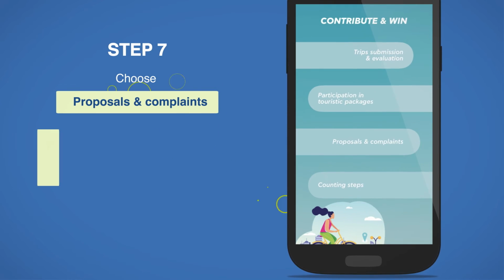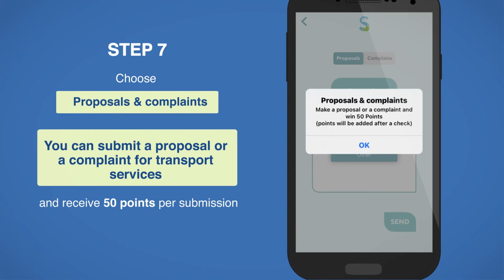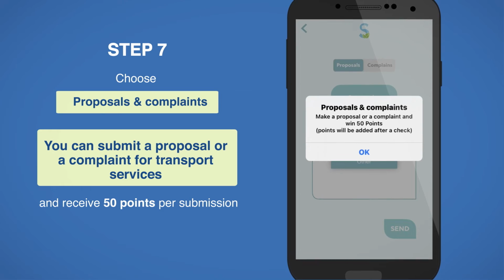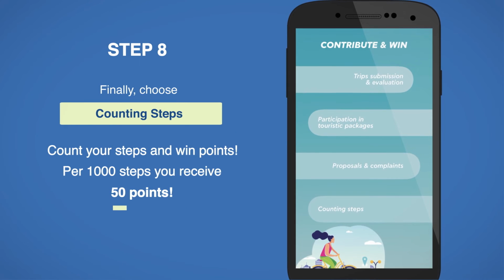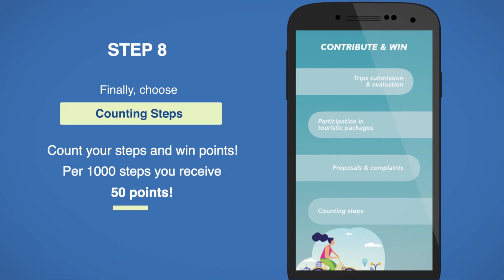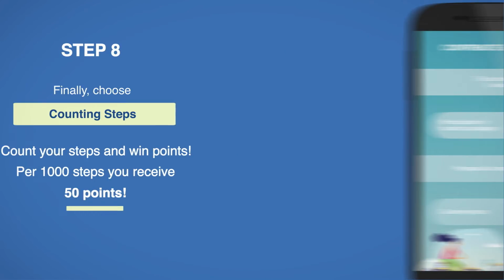Click on Proposals and Complaints. You can send us your feedback and get 50 points as a reward. Click on the last option, Counting Steps. Count your steps and get rewarded as well.